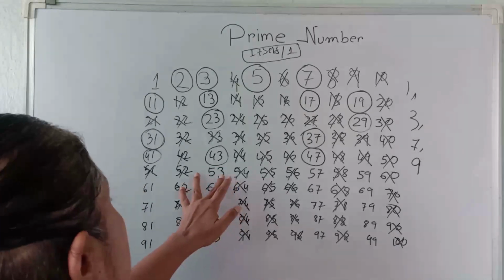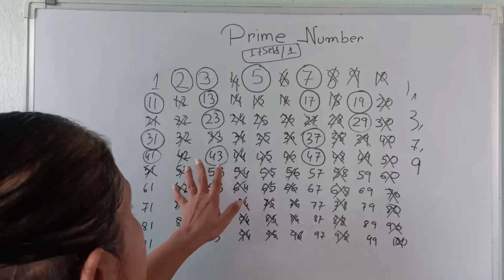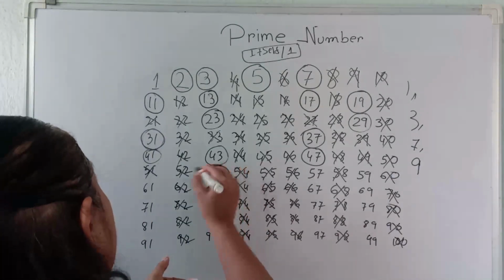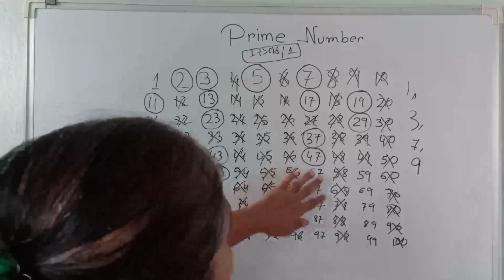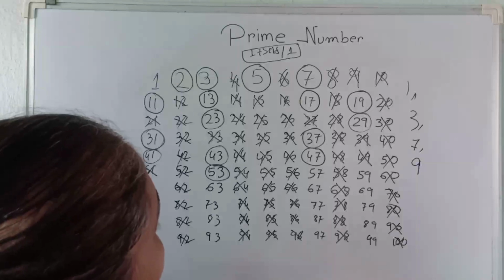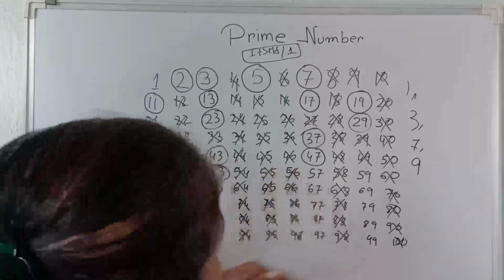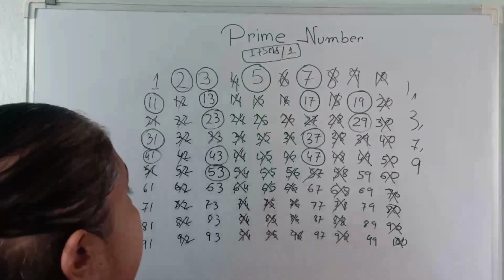Next, check 53. We cannot divide 53 by any other number, so 53 is a prime number. Now 57. 57 is also a multiple of 3. We can easily divide 57 by 3, so just cross it.